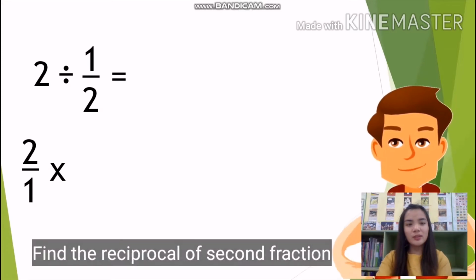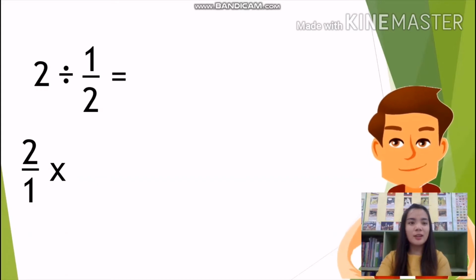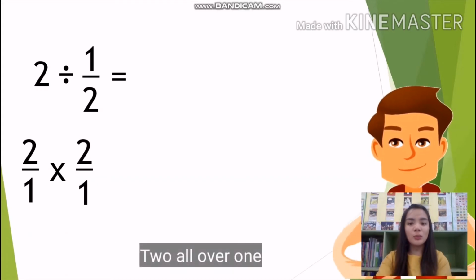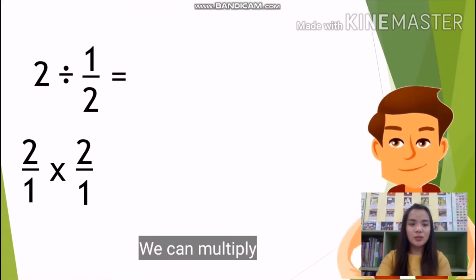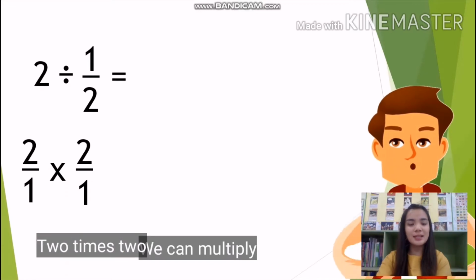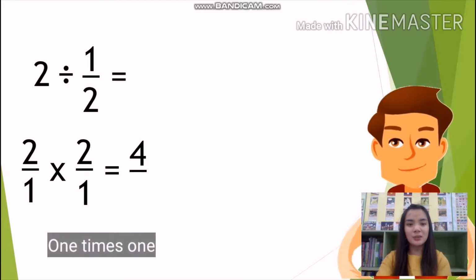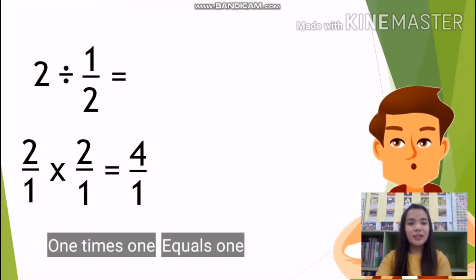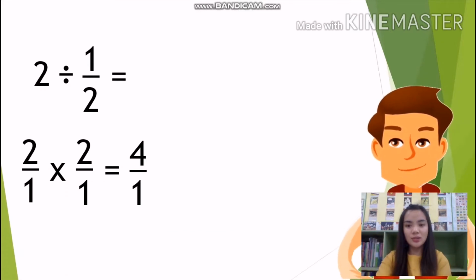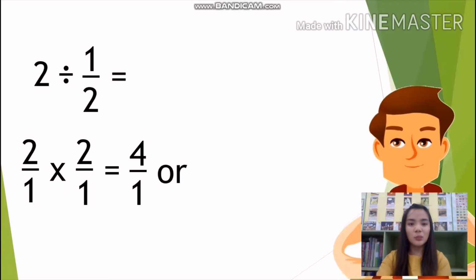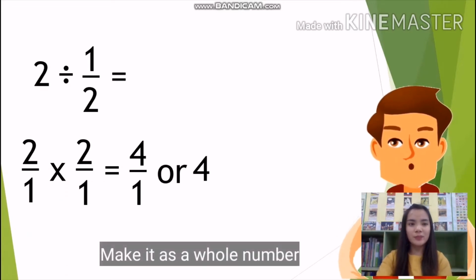We need to find the reciprocal of 1/2. So what is the reciprocal of 1/2? It is 2 over 1. Now we can multiply our fractions. So 2 times 2, that is equal to 4. Then 1 times 1, that is equal to 1. So since this is an improper fraction, we're going to simplify. So 4 over 1, or we can make it a whole number, 4.